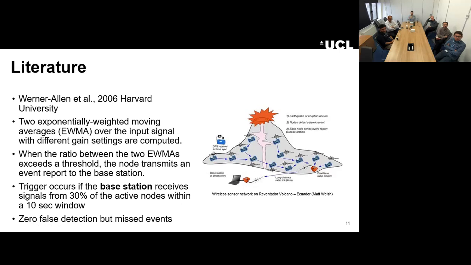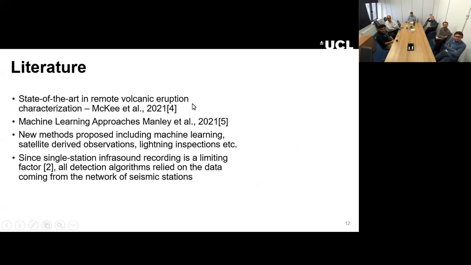between the two signals exceeds a threshold, the node says there's a seismic event there. And if the base station receives signals from more than 30% of active nodes within a 10 second window, it decides that there's an eruption, a seismic event. It has zero false detection, but it has a lot of missed events.